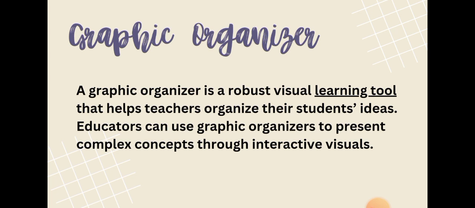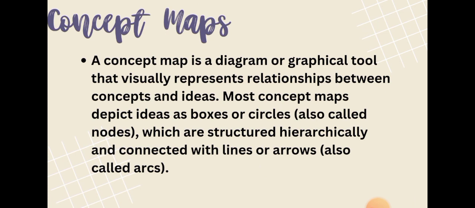So, there are five examples of graphic organizers. First is a concept map. A concept map is a diagram or graphical tool that visually represents relationships between concepts and ideas. Most concept maps depict ideas as boxes or circles, also called nodes, which are structured hierarchically and connected with lines or arrows, also called arcs.